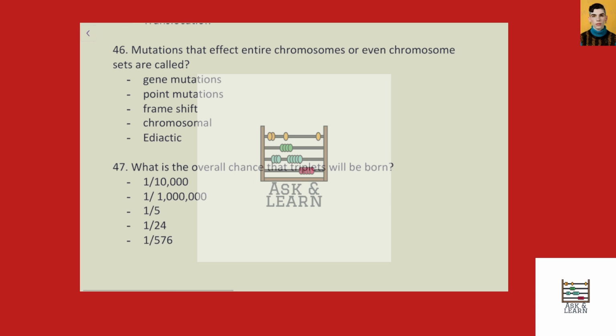On to the next question. Mutations that affect entire chromosomes or even chromosome sets are called? So these are called chromosomal mutations. So I think the question kind of gives you the answer here. So chromosomal mutations are mutations involving a long segment of DNA. And these can be deletions or insertions or inversions. And in some cases, the deleted bits might attach to other chromosomes, and then you can disrupt multiple chromosomes or chromosome sets.